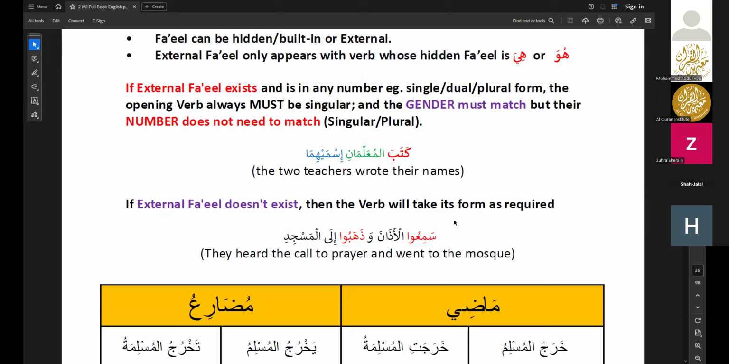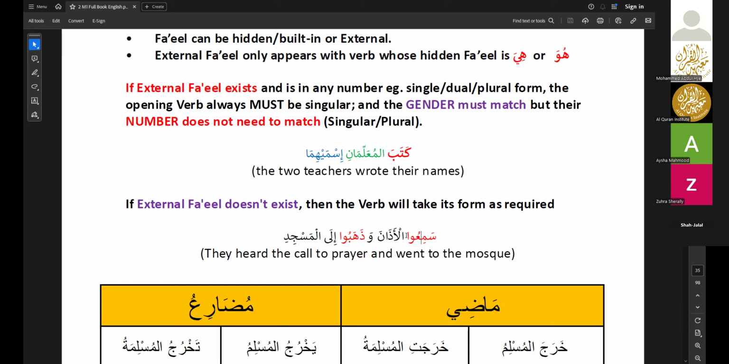Okay. I understand. It doesn't match, so it's okay. But here, if we hear sami'u, it's plural. Yeah. Okay. It's plural, but here we don't have fa'il. We don't have fa'il. So always say fa'il and fa'il. Okay. But in the Sami'u sentence, we don't have fa'il at all. So there is no question of matching. We don't have fa'il. All we have is al-azana as a maf'ul. So fa'il is not here.